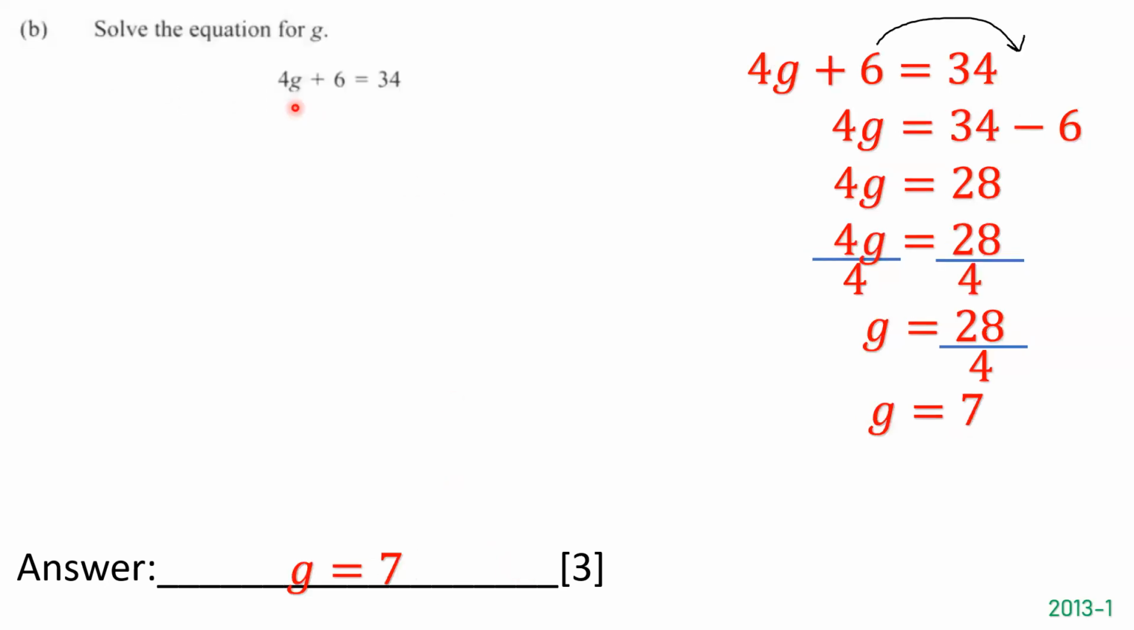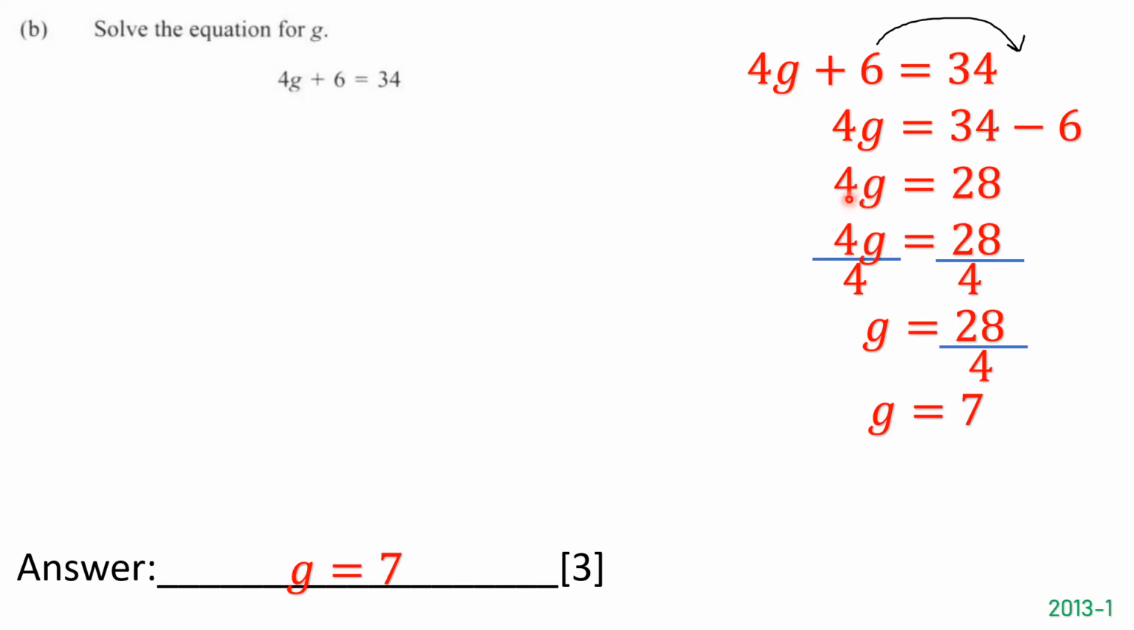Here we have 4g plus 6 equals 34. And the idea is that we want to isolate g. We want the variable on one side, that is, we want the letter on one side and everything else on the other side. And so we're going to send over the positive 6. Now it was a positive 6, but since we send it over the equal sign, it becomes a negative 6. And so we have 34 minus 6, which is 28. And we have 4g equals 28.